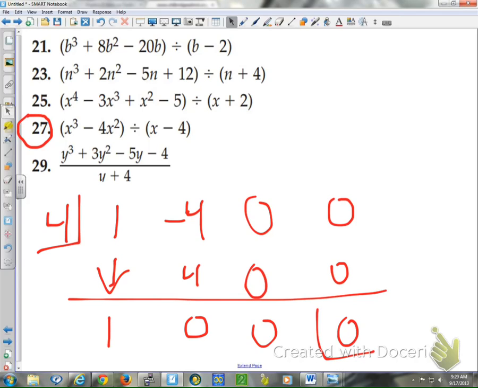What degree do we start with? Third. Nope. That's where we started originally. Where does our answer start? That's right. You go one down to be 1x squared. So it would be 1x squared and then plus 0x plus 0, but you can just leave those off because they're zeros. So really, 27, the entire answer, is just x squared. 1x squared. Questions?